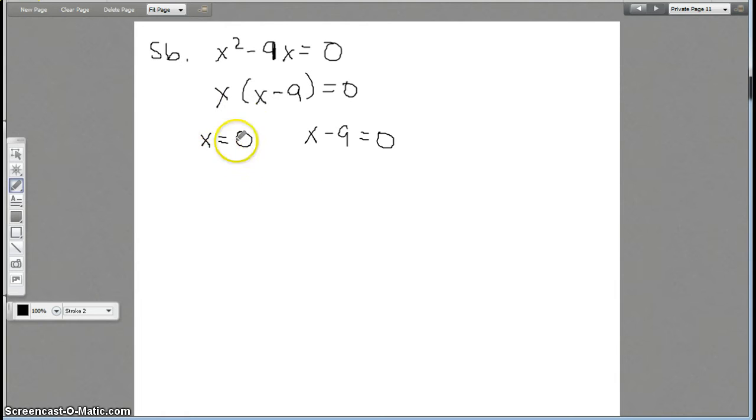So we have x equals 0, and we have x minus 9 equals 0. So for this right-hand equation, we need to add 9 to both sides, and we get x equals 9. So our solution for number 5b is x equals 0 and x equals 9.